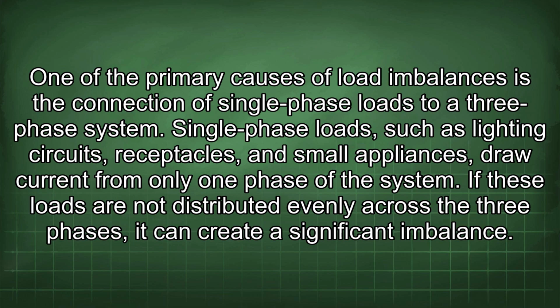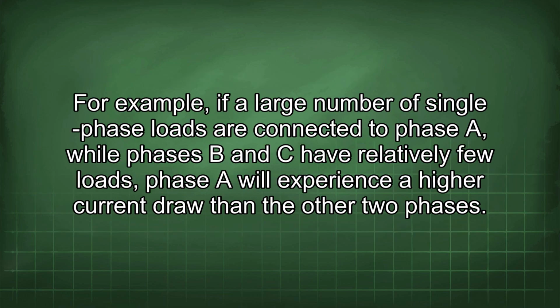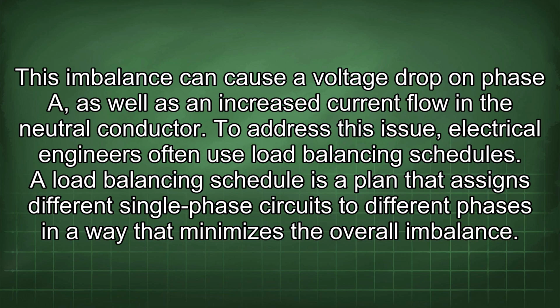Single-phase loads, such as lighting circuits, receptacles, and small appliances, draw current from only one phase of the system. If these loads are not distributed evenly across the three phases, it can create a significant imbalance. For example, if a large number of single-phase loads are connected to phase A, while phases B and C have relatively few loads, phase A will experience a higher current draw than the other two phases. This imbalance can cause a voltage drop on phase A, as well as an increased current flow in the neutral conductor.